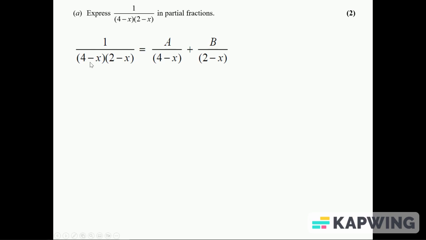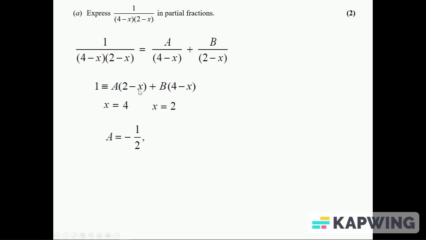So, something over 4 minus x plus something else over 2 minus x. Multiply through by the denominator, so we just have A times (2 minus x) plus B times (4 minus x). Pick a couple of suitable values to sub in. We put x is 4 in, this term will go. So we'll have A multiplied by minus 2 is equal to 1, giving A is minus a half.